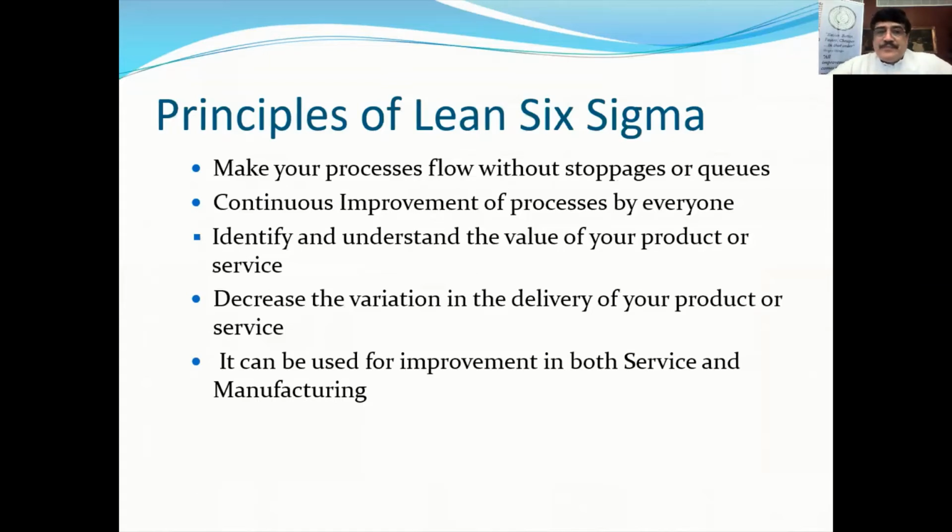Principles of Lean Six Sigma. The principle is you make your process a flow without stoppages or queues. You need to have this mentality when you're going into the analyze phase. As much as possible, you want your process to flow without stoppages, because once you stop, once you have a queue, then it's going to be a long work in process. Another principle is continuous improvement of processes by everyone. Everyone needs to chip in. This is the mentality that you need when you are in the analyze phase.